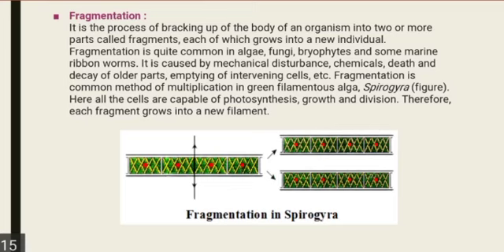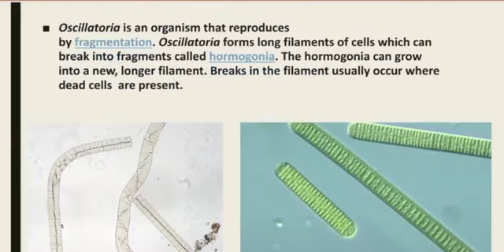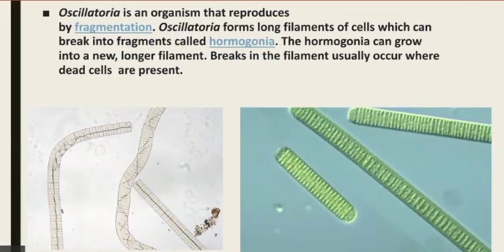Each of the fragments is able to do photosynthesis, grow on its own, and divide on its own. That's why each single fragment is able to divide into many fragments, and also grow as a new individual. And here the microscopic view of Oscillatoria is given, which is also multiplying by fragmentation. You can see the tiny fragments forming, and each of the small units is elongating into a complete organism.